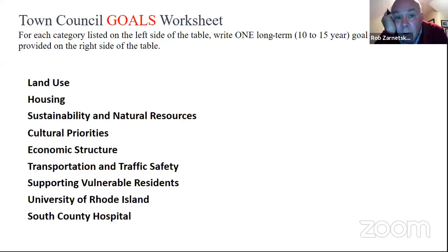The economic structure questions are huge. They have massive implications for what happens in South Kingstown over the next 10, 15 years. Housing and economic structure, business firm inducement or encouragement, housing encouragement, those two things are probably the biggest impacts on the town over the next 15 years.